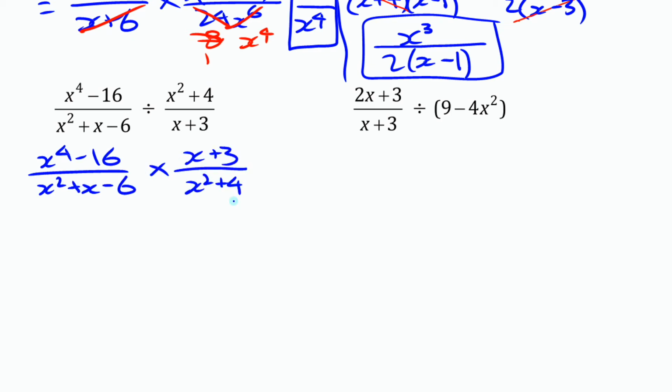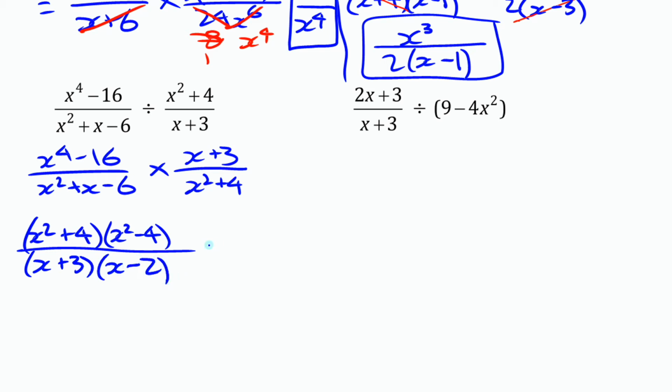Next, do some factoring. This top thing here, x to the 4th minus 16, is actually a difference of squares. Even though it looks a little different than the ones we've seen before, you can write it as x squared plus 4 and x squared minus 4. The bottom of that, x squared plus x minus 6, can be x plus 3, x minus 2. On this side, x plus 3 we have there, and x squared plus 4 can't be factored anymore because it's not a difference of squares, it's a sum of squares which cannot be factored.